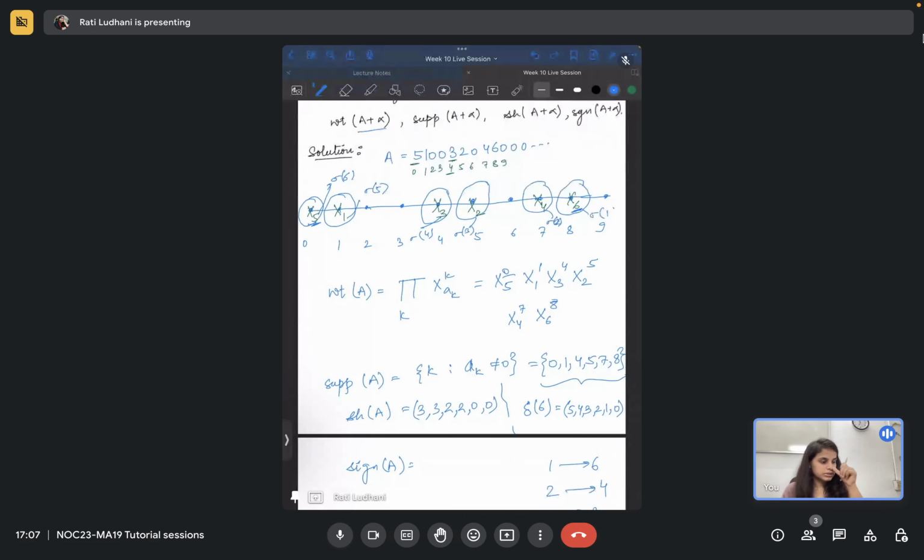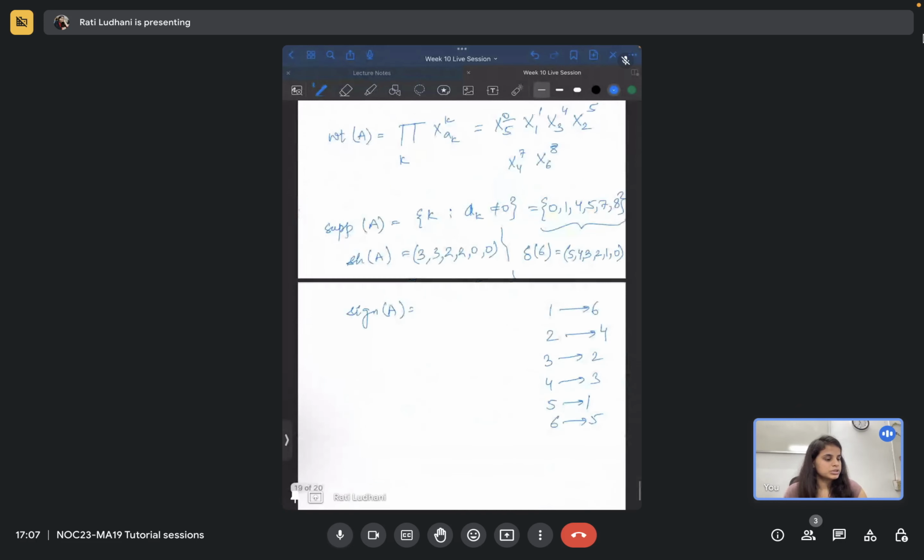Now let's see what cycle we have. 1 goes to 6, and 6 goes to 5, and 5 goes to 1. Oh, sorry, what I am writing. So 1 goes to 6. Now where does 6 go? 6 goes to 5, and now 5 goes to 1. So the cycle is closed. So start with 2. 2 goes to 4, 4 goes to 3, and 3 goes to 2.